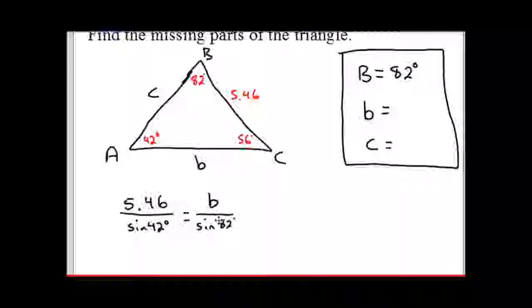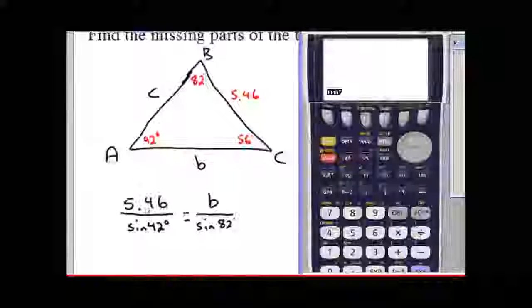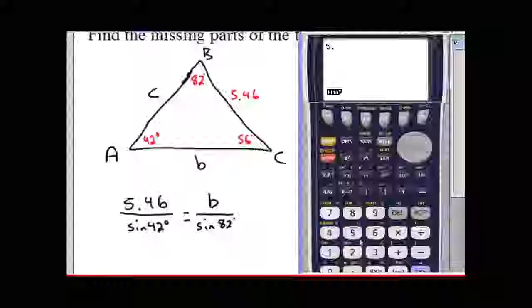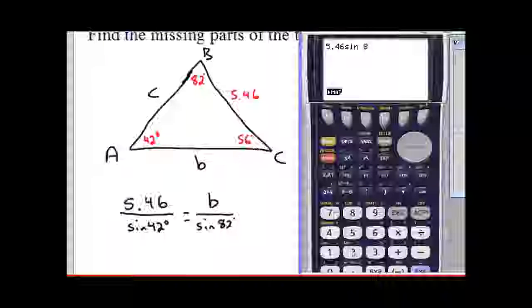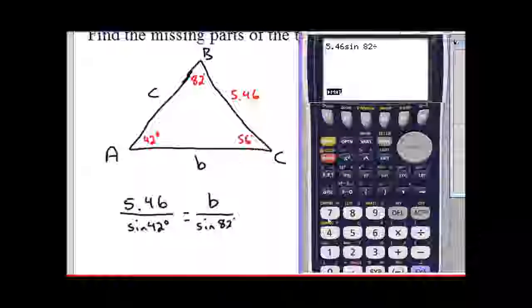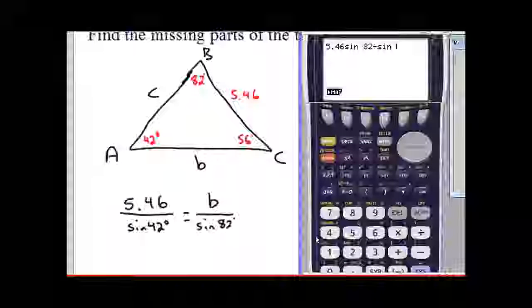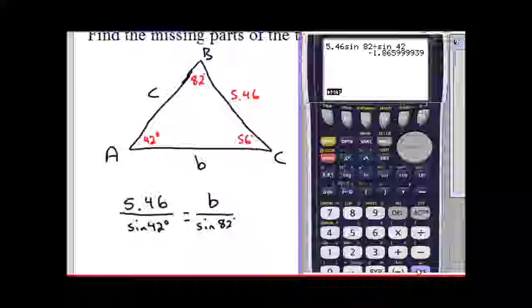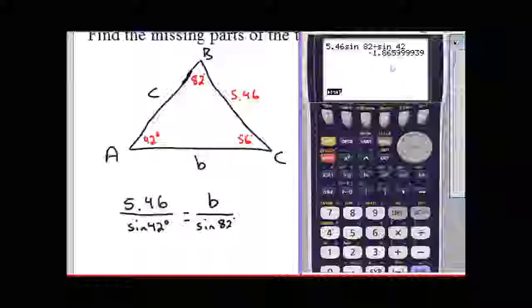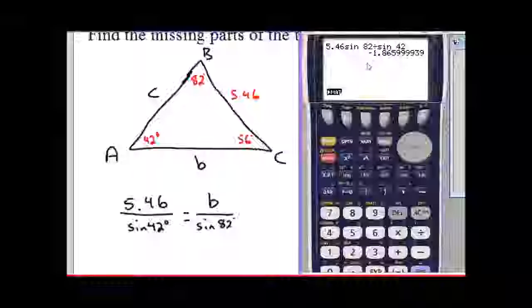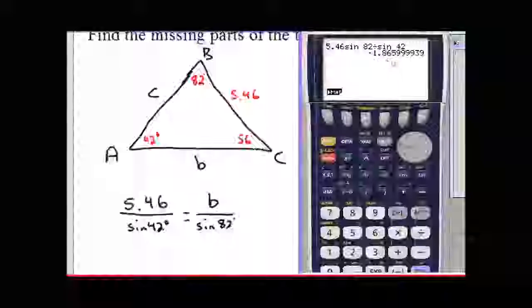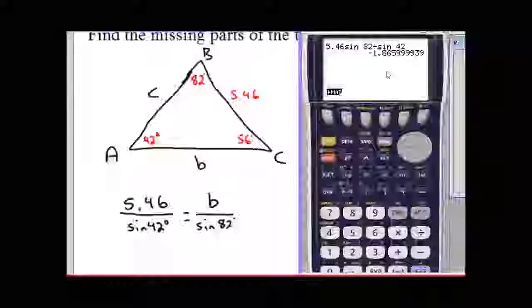All right, so then to solve this, I'd cross multiply and divide, and side B is going to be 5.46 times the sine of 82 divided by the sine of 42. Okay, now you guys look at this. This is going to happen to you sometimes. I'm getting a crazy answer. There's no way the side could be negative 1.86599 units, right?